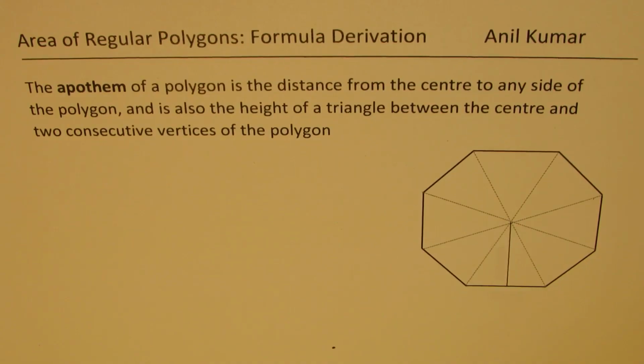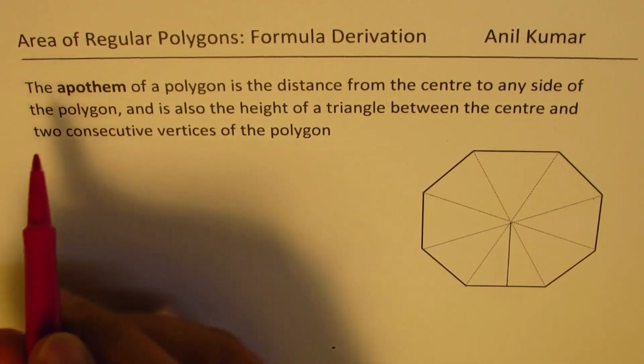Is it clear? In this video, we will derive a formula to find area of regular polygon. We'll take up two examples, one to find area of hexagon and the other one to find area of octagon. I'll provide you links for calculating the area using alternate methods. We'll also have in this series area of irregular polygons. So let's begin by understanding a very important term which is called apothem.